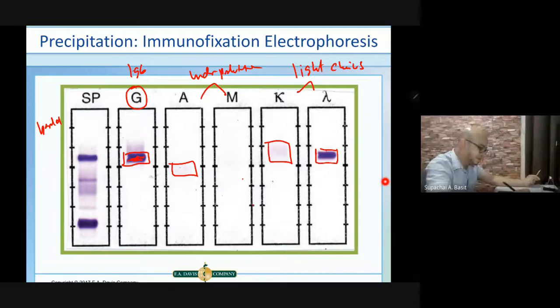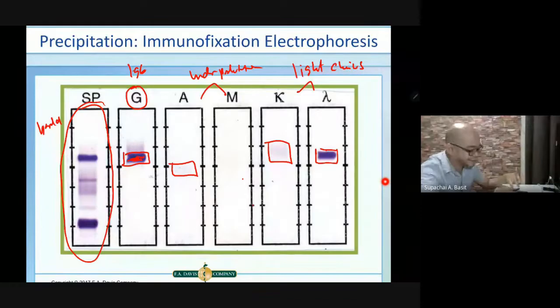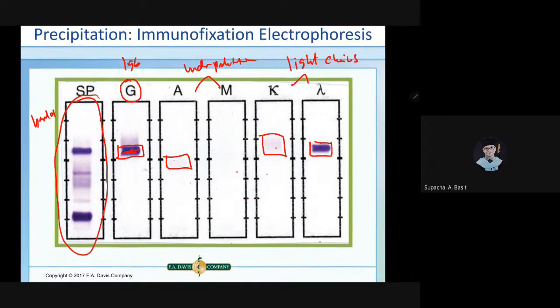So dapat, kung normal patient ka, ganito dapat yung itsura ng electrophoresis mo. Ibig sabihin, lahat ng antibodies meron ka, and then lahat ng meron ka rin ng kappa and lambda. So ibig sabihin, kompleto ka ng antibodies. So immunofixation electrophoresis, therefore, will allow us to assess over or underproduction of antibodies.